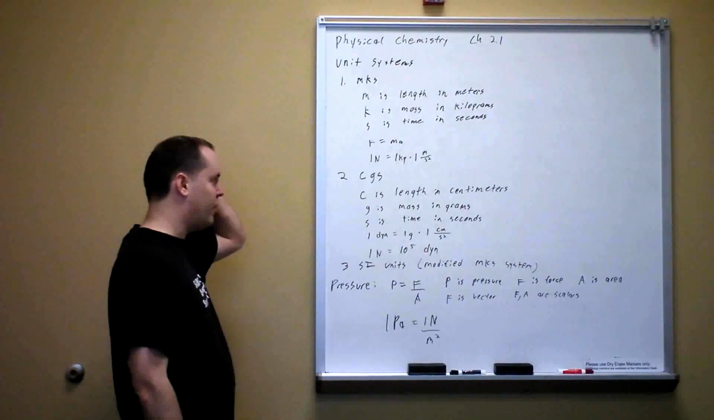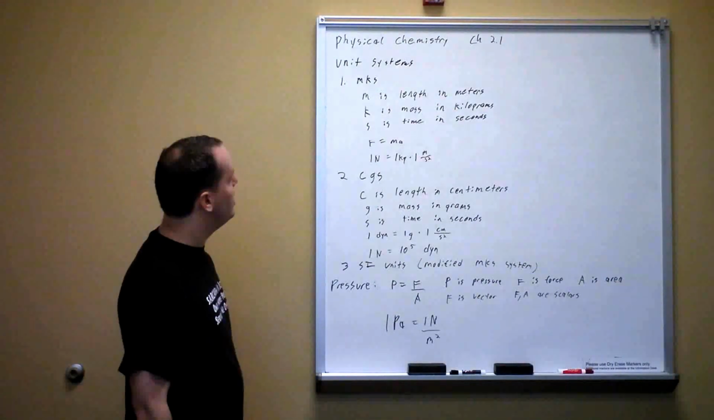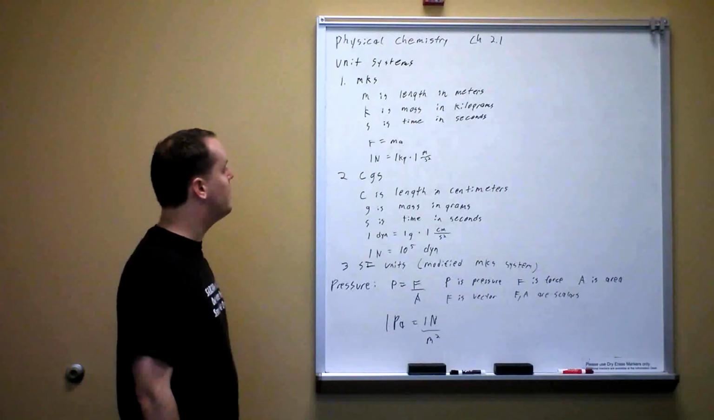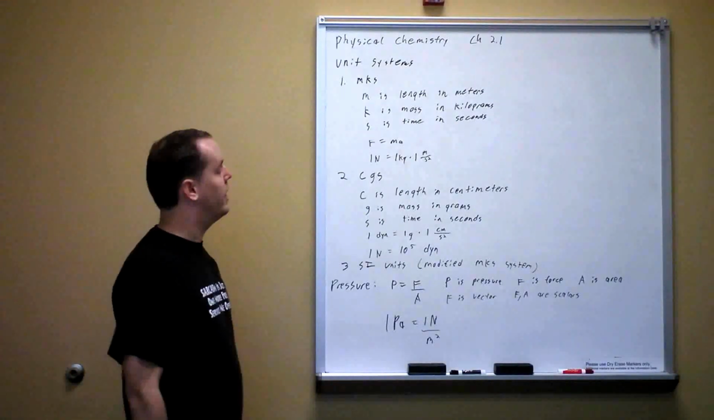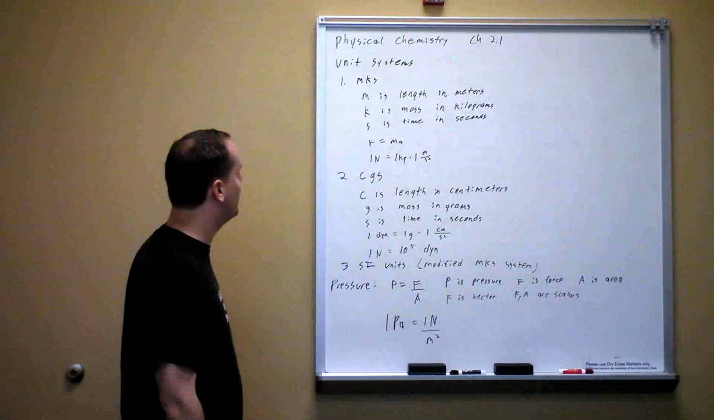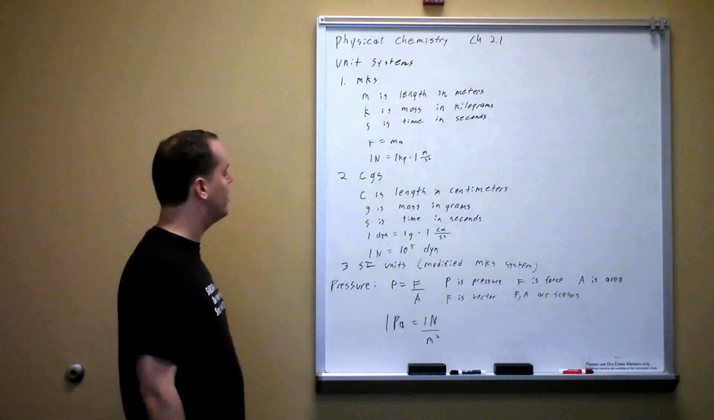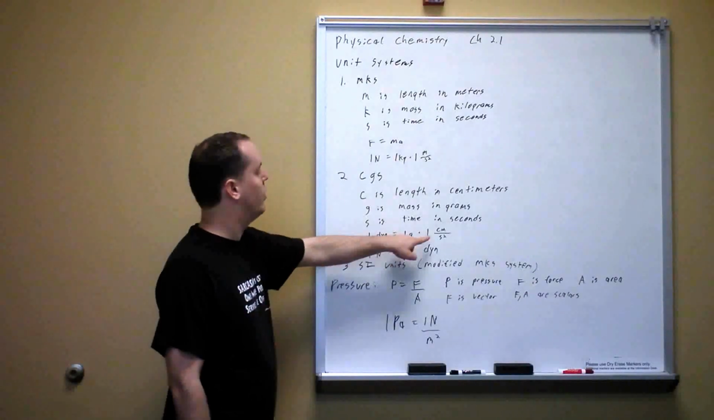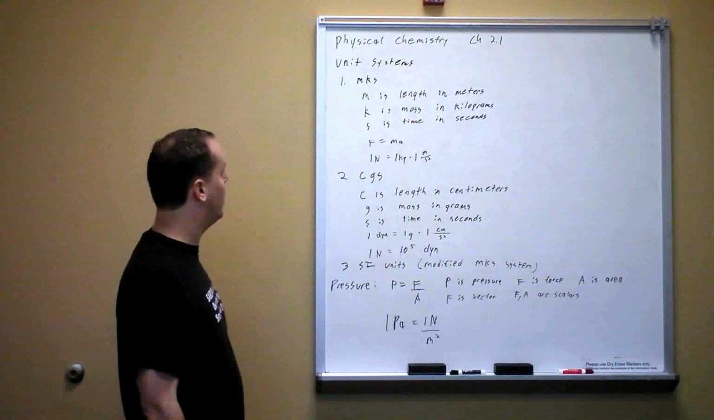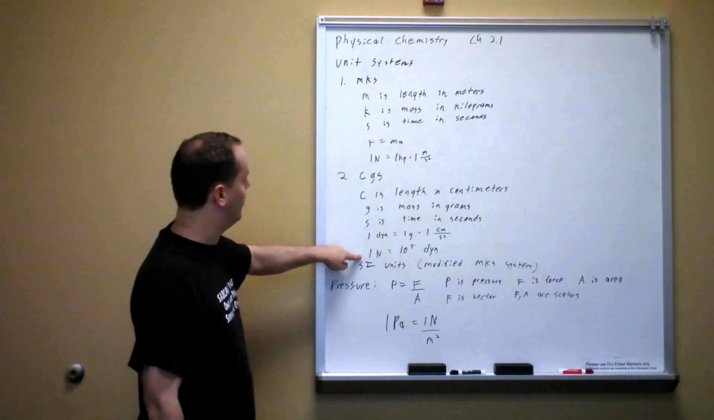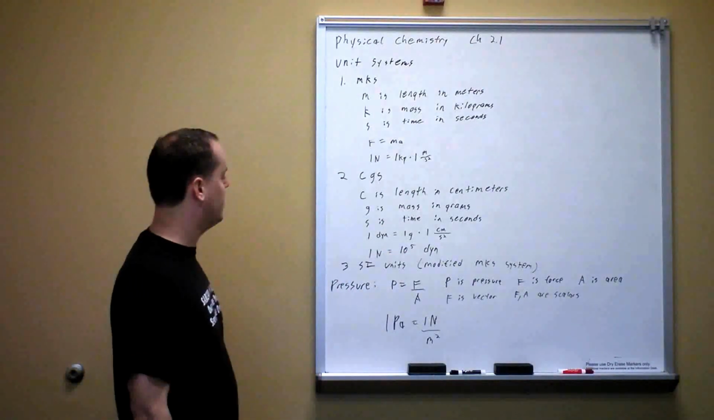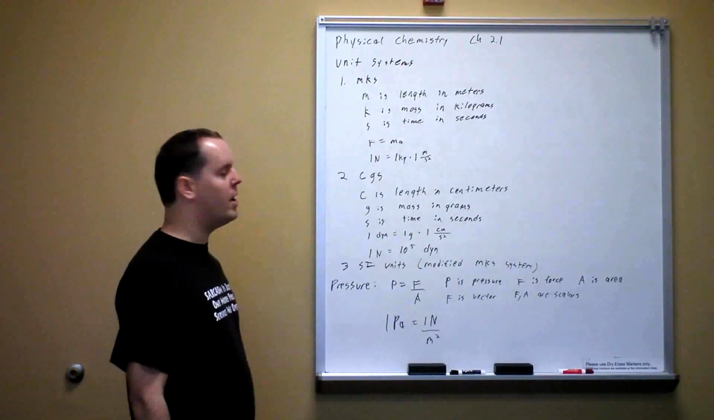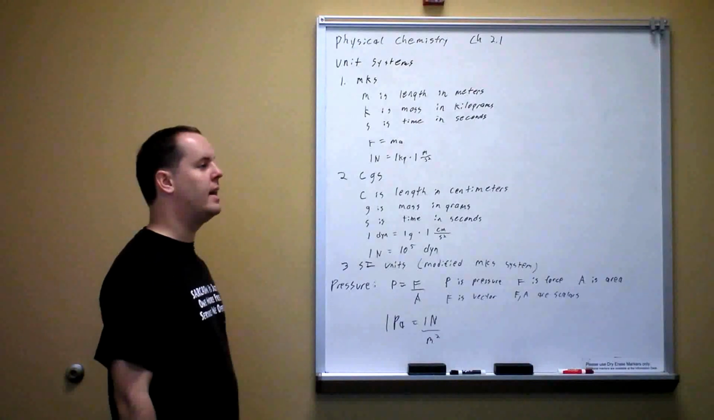The other unit system we're going to be using a lot is the CGS system. Lowercase c is the length measured in centimeters. Lowercase g is the mass in grams, not to be confused with lowercase g for gravitational acceleration, of course. Lowercase s is the time in seconds. And then the unit of force for this one is the dyne, which is defined as 1 gram times 1 centimeter per second squared. And of course you can convert between the two because 1 newton is equal to 10 to the 5th dynes. That one's easy enough. We'll also be using SI units, which is a modified MKS system. We'll be getting into that later.